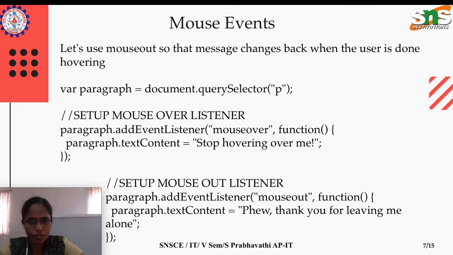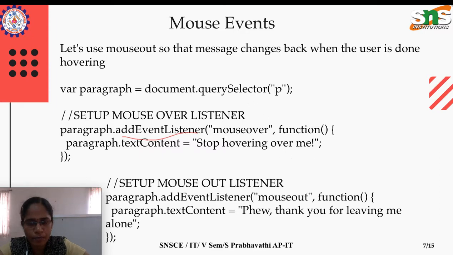Here is a demo for handling the mouseover and mouseout events. What's the logic behind this? You have a paragraph in the HTML, and you retrieve the object of this paragraph using document.querySelector. Then you add the event listener for mouseover. When you mouse over the paragraph, call this function, which changes the content of the paragraph to "stop hovering over me."